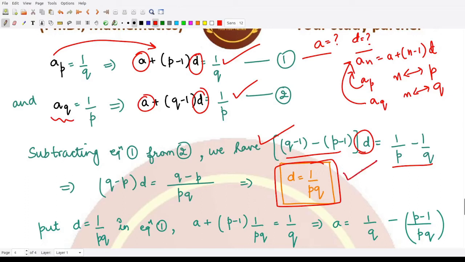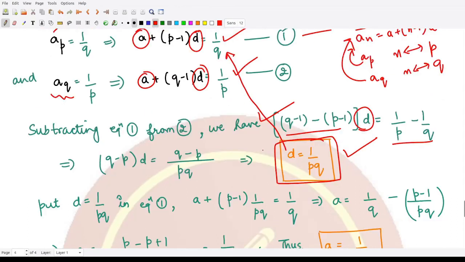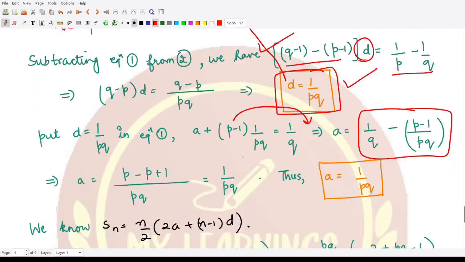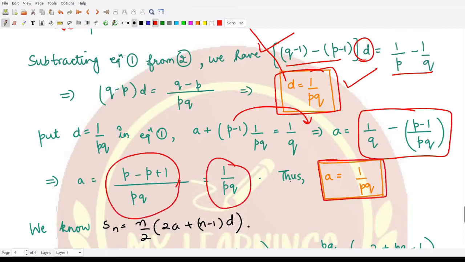Now once we have the value of d, we can substitute it in any one of the equations. Let's substitute the value of d in equation number 1, so that we would have the value of a. It would be a plus P minus 1, the value of d is 1 by PQ, that is equal to 1 by Q. So the value of a would be obtained when you shift this to the right hand side and then simplify. Simplifying this gives us 1 by PQ. So the value of a is again 1 by PQ.